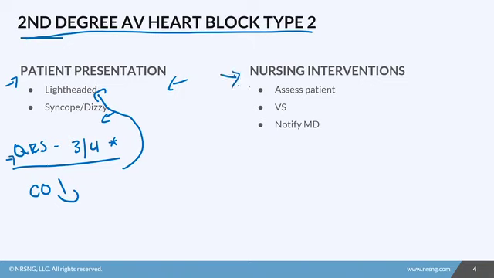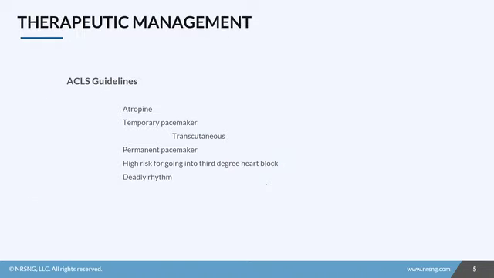So the main nursing interventions are to assess the patient right away and find out if they're stable or unstable, get some vital signs, notify the doctor. While this is happening, you got to prepare to get a temporary pacer in the room. You can't prevent third degree heart block, but you can try to have the pacer ready so you can pace them. So let's talk about that.